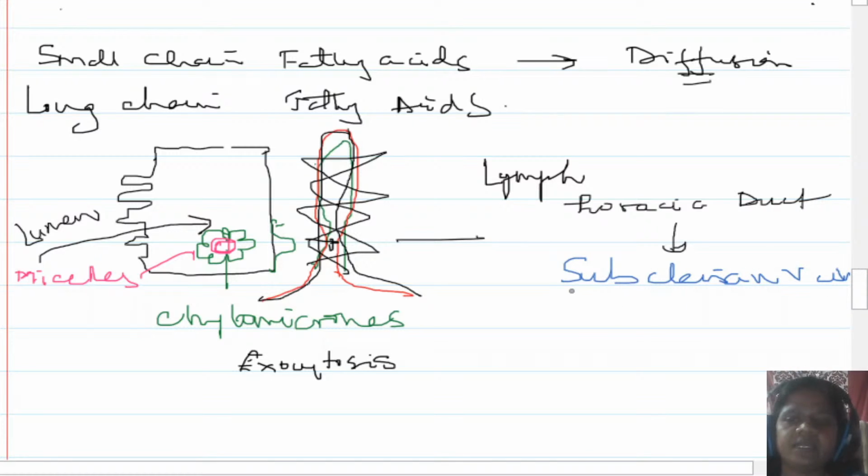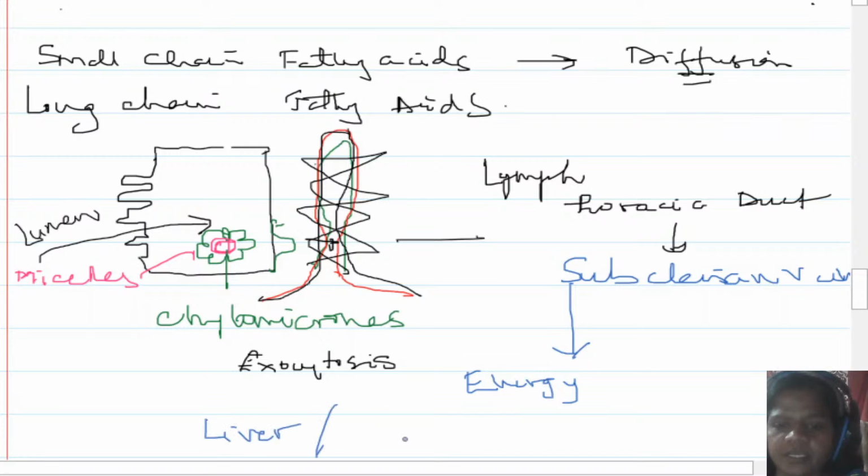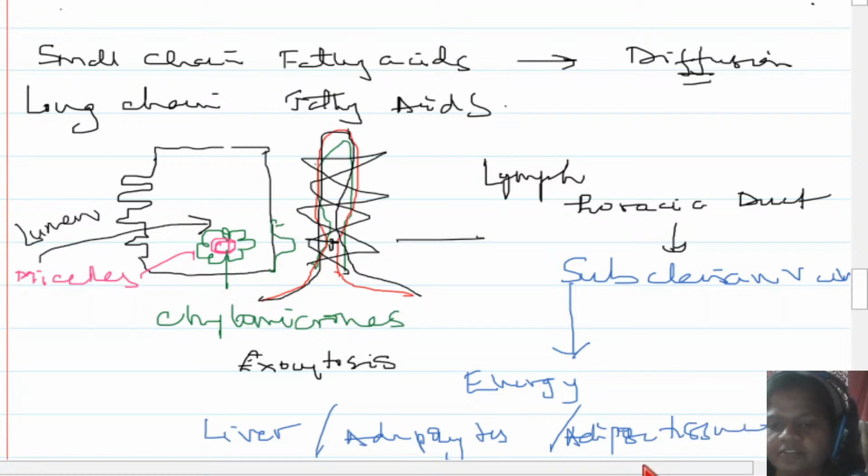Now from there, it is carried to the rest of the body where it is utilized to produce energy. And the rest of it is taken to the liver or adipocytes in the adipose tissue and stored as fat.